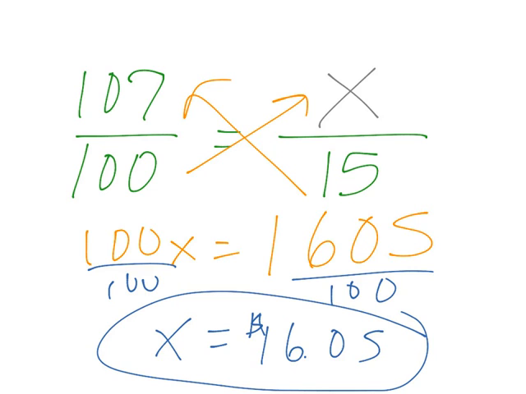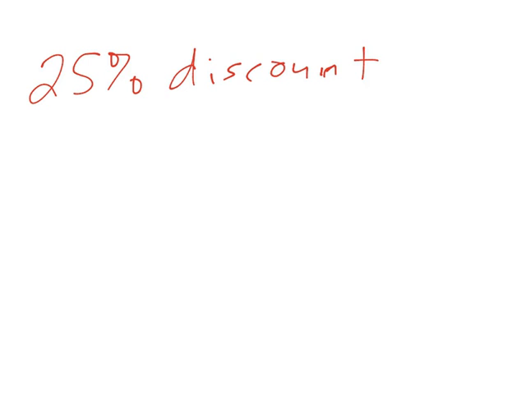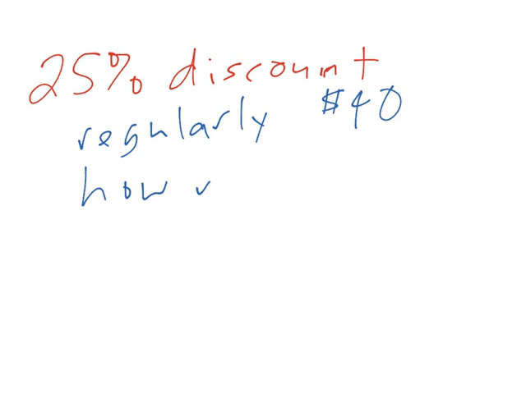It works the same with decrease, right? So let's say we have a 25% discount on an item that is regularly $40. How much is it after the discount?